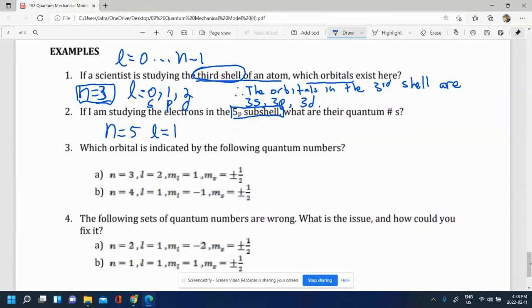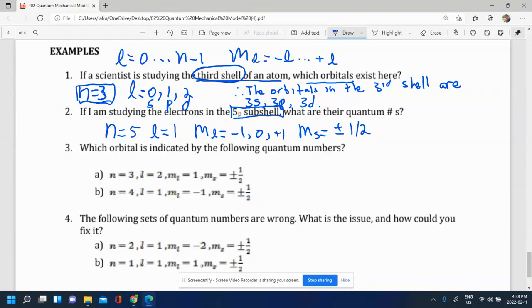Now, we're not given more information, so the ML values, we have to write all of them that are possible for L is equal to 1. So -1, 0, +1, because remember, ML is a range from -L all the way to +L, including 0. And then don't forget, we are not told the specific electron, so we have to write all the possibilities for MS as well. And for all electrons it is simply plus or minus half. And so this would be the quantum numbers for electrons found in a 5p subshell.